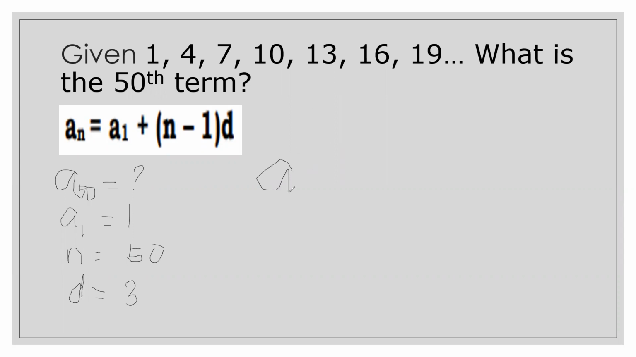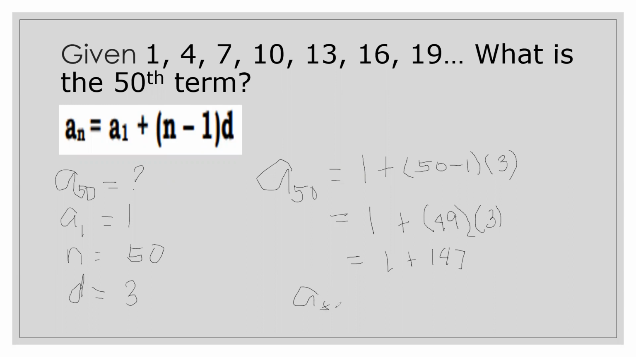So, moving on. So, that will become A sub 50 equals, what is our first term? That is 1 plus the quantity 50 minus 1 which is constant, n minus 1, times our d, which is 3. Okay? So, unahin natin na sa parenthesis. That is 49 times 3. What is 49 times 3? 147. That's correct. That's 147. Then our a sub 50 will equal to 148. Yeah. 148. Diba?